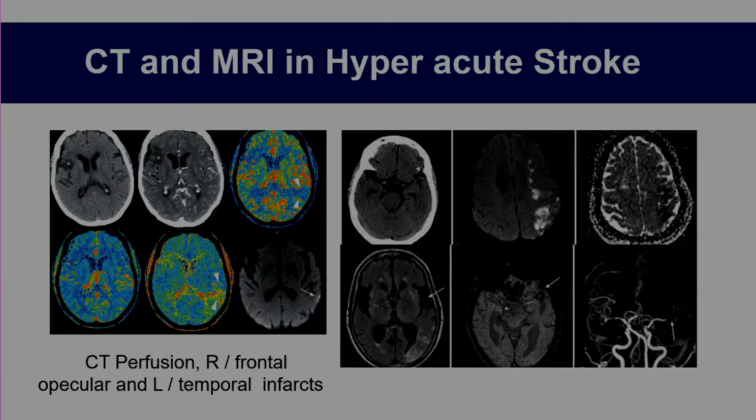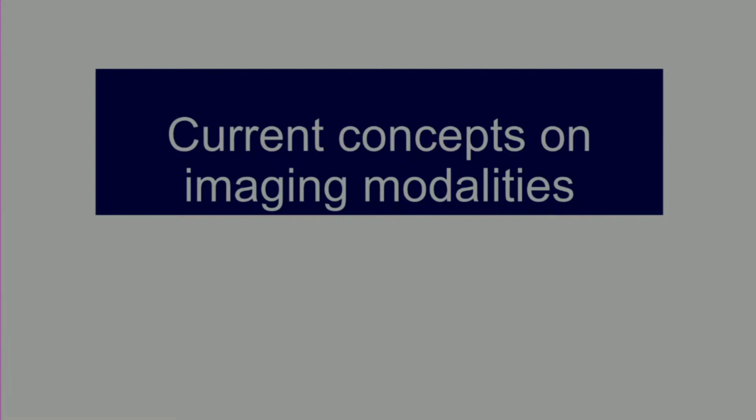If you have MRI and if you have a problem, you can go for susceptibility imaging, and it will show you a blooming artifact, which is the thrombus within the artery, which is giving that. All the others will be positive in that case. Then what are the current concepts on imaging modalities?